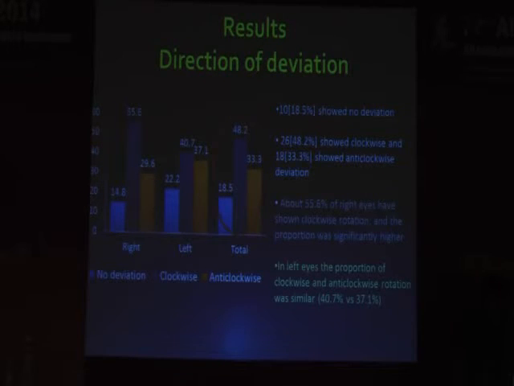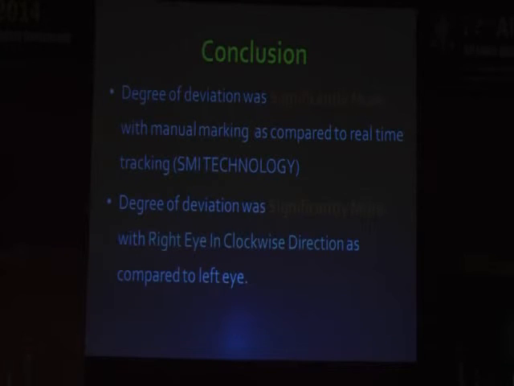The second thing we looked for is the direction of deviation. 10 eyes, that is 18% of the eyes, showed no deviation at all. However, 48% showed clockwise and 33% showed anti-clockwise deviation. If we look only at the right eye, there is a significant amount of clockwise variation, whereas in the left eye, the clockwise and anti-clockwise variation is almost the same. From this we concluded that the degree of deviation was significantly more with the manual marking as compared to the real-time tracking technology, whereas the direction in the right eye was more anti-clockwise, which showed more error as compared to the left eye.